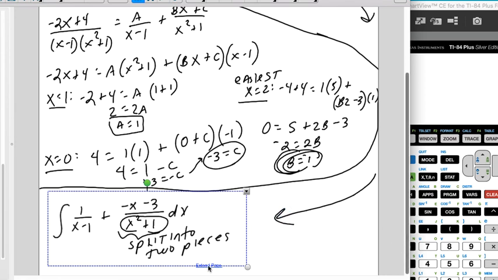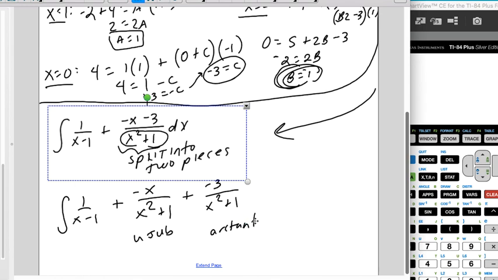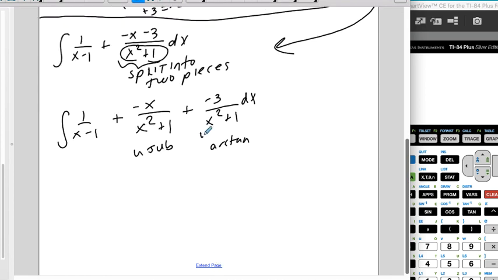Awesome. So I'm going to rewrite this as 2 separate fractions, as the negative x on top of the x squared plus 1, which will be u sub, and as the negative 3 on top of x squared plus 1, which will be an arctan. So I'm going to end up with 3 pieces to this integral. Right, so in this arctan, my u is x and my a is 1, which also makes my du dx. For this one, my u would be x squared plus 1. My du is going to be a 2x dx, which means du over 2x is my dx.